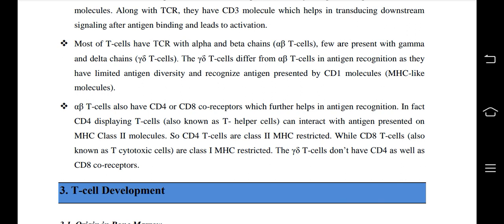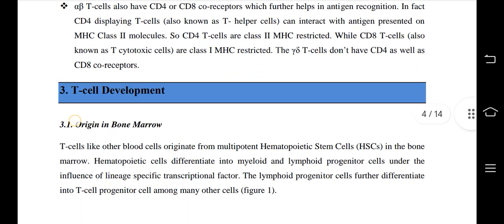Alpha beta T cells also have CD4 or CD8 co-receptors, which further help in antigen recognition. In fact, CD4 displaying T cells, also known as T helper cells, can interact with antigen presented on MHC class 2 molecules. So, CD4 T cells are class 2 MHC restricted, while CD8 T cells, also known as T cytotoxic cells, are class 1 MHC restricted. The gamma delta T cells don't have CD4 as well as CD8 co-receptors.